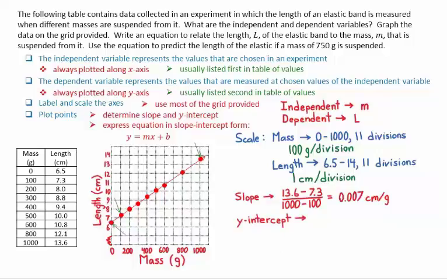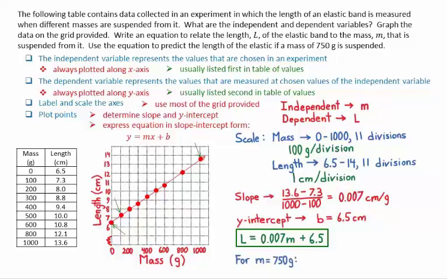The y-intercept we can get directly from the graph, the point at which x equals 0, or in this case at which m equals 0. This corresponds to b equals 6.5 centimeters. We then have the equation in slope-intercept form: L equals 0.007 m plus 6.5. Note we're simply substituting in the slope and the y-intercept.